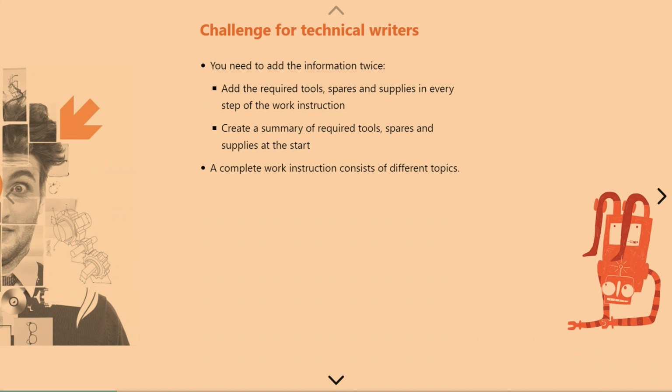What was a challenge for the technical writers at the start? You need to add your information twice. You need to add your information at every required tool and step, but you also need to update this summary. And when you work in a Word environment, it's all within one document, let's say. But when you're working with different topics, that's a little bit more difficult to do. And in the end, these topics are also used in different work instructions, so that's even more difficult to manage if you don't have an automated way.